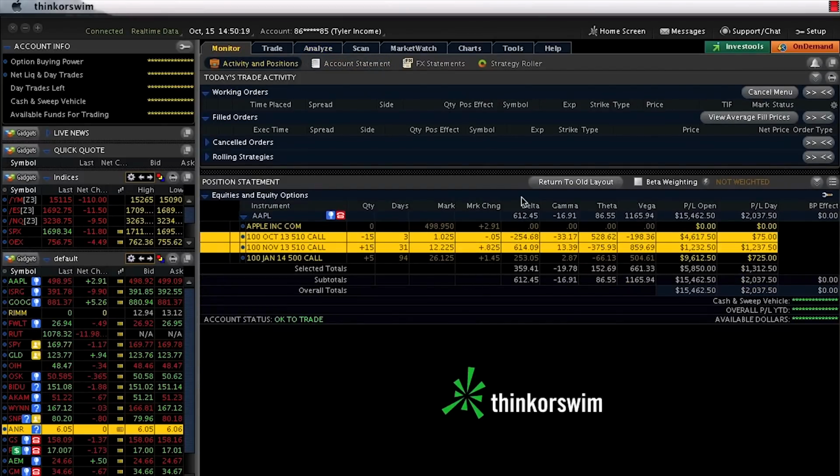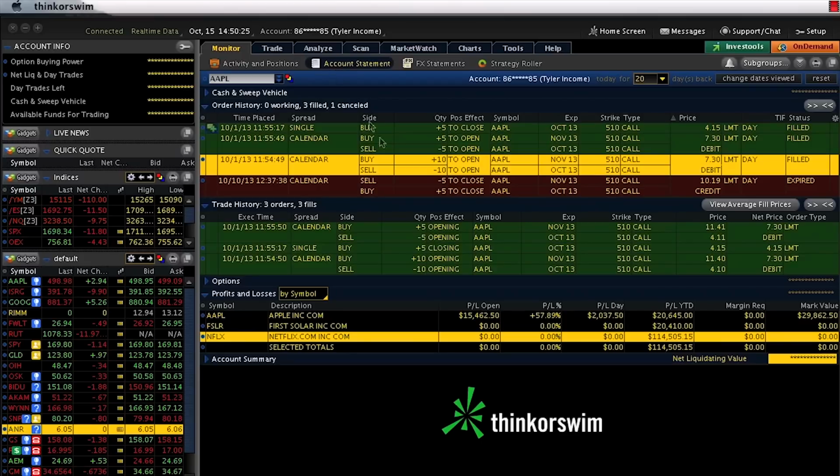Now, since I'm kind of going off the cuff here, I want to give you some real live data as far as the return for this 2-week investment. 15 contracts was the total calendar spread amount, and my debit was $7.30. If I take 15 times 730, it's roughly a $10,950 trade. We'll say $11,000 including commissions to put this trade on.